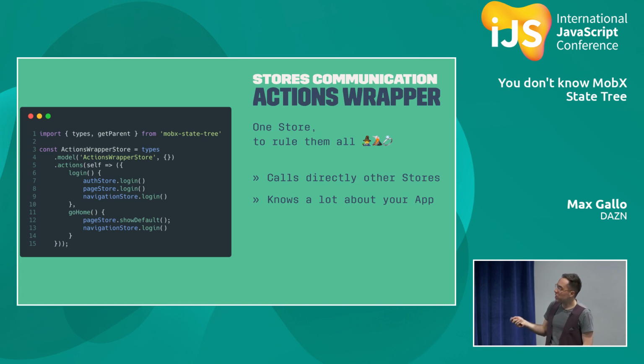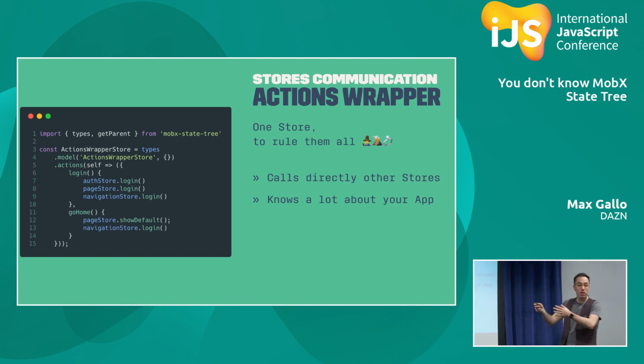In this case, this solution creates a store that contains only actions. It doesn't have a single property, it only holds actions. And those actions are calling other stores directly. So what you have is a unique interface. From the component point of view, you just do actionsWrapperStore.login, and what happens behind the scenes is not up to the component. That's the nice thing. The component just knows that it needs to log in.